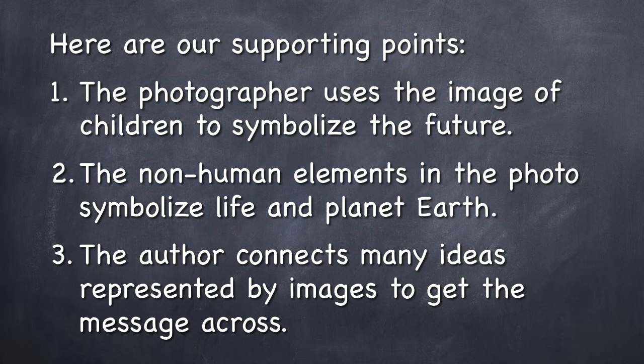All right, so here are the supporting points. Let's decide on these. Number 1, the photographer uses the image of children to symbolize the future. We already know that from the work that we've done previously. Next, the non-human elements in the photo symbolize life and planet Earth: the soil, the circle, the little baby plants. These are the non-human elements. And next, the author connects many ideas represented by images to get the message across.